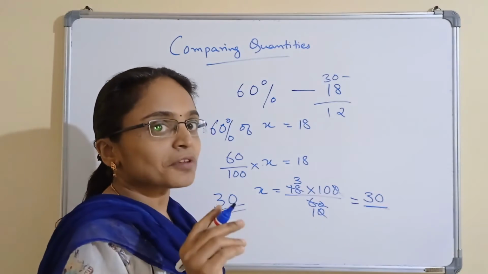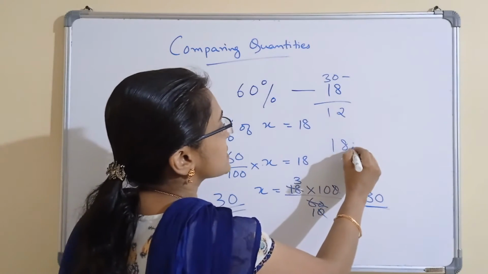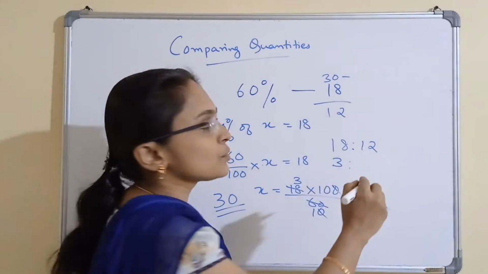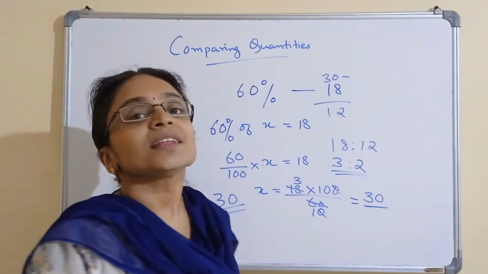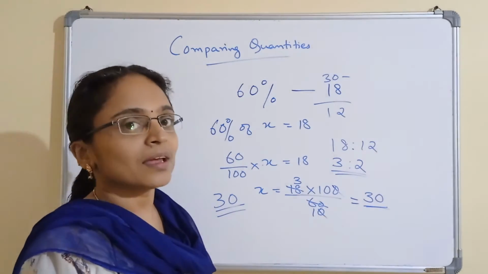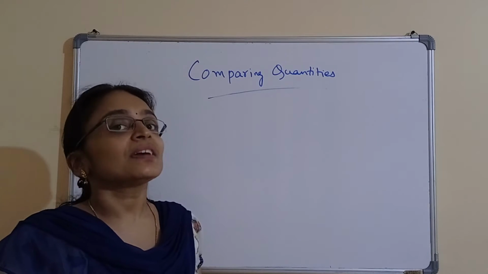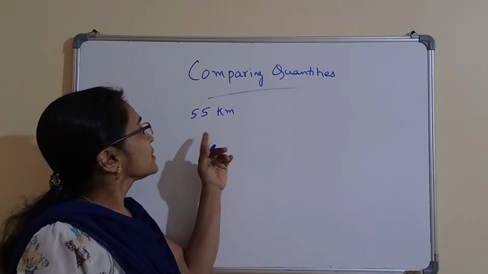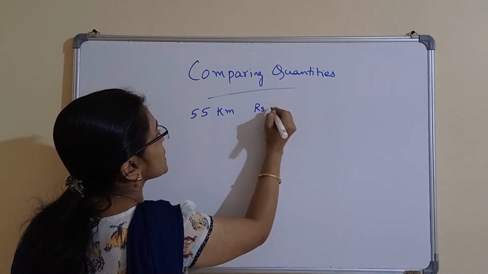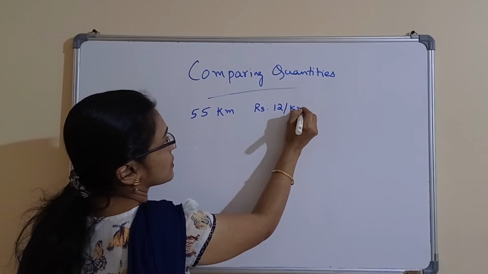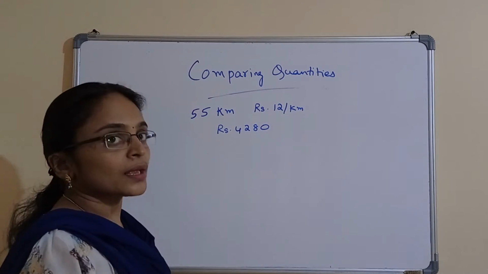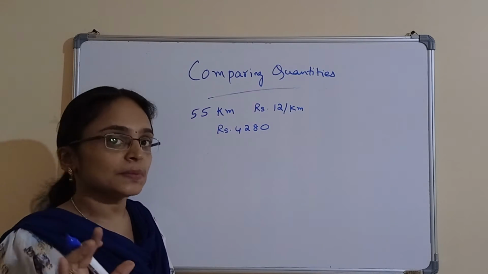So what is the ratio of number of girls to number of boys? 18 is to 12. And 6 will go in 18 3 times and 6 will go in 12 2 times. So what is the ratio? 3 is to 2 is the ratio of the number of girls to number of boys. Okay, understood? Now we have to find the cost per person. Given that the picnic site is 55 km away from the school and the transportation company is charging rupees 12 per kilometer. And the total cost of refreshments is rupees 4280. Okay, so we have to find the cost per person.